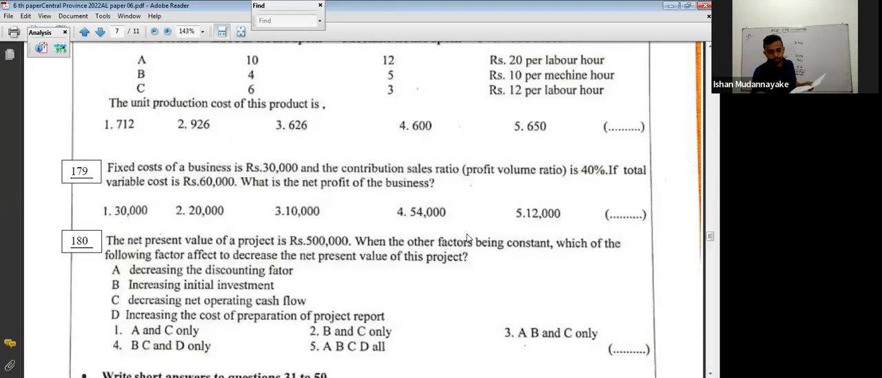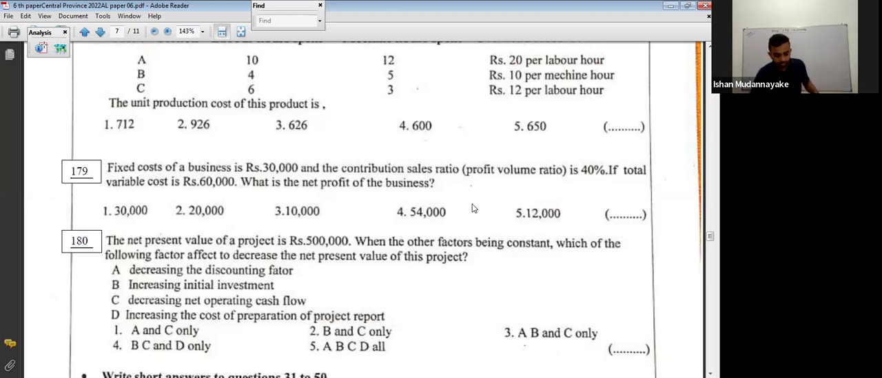Right. Look at question number 179. Try to get the answer for this question. Here, fixed cost of a business is 30,000 and the contribution to sales ratio is 40%. If total variable cost is 60,000, what is the net profit of the business? You need to calculate the net profit of the business organization.